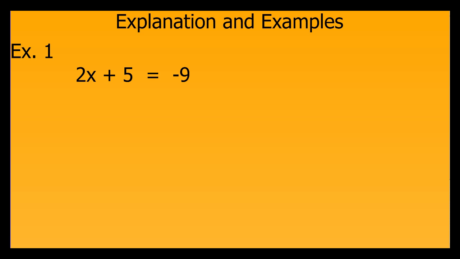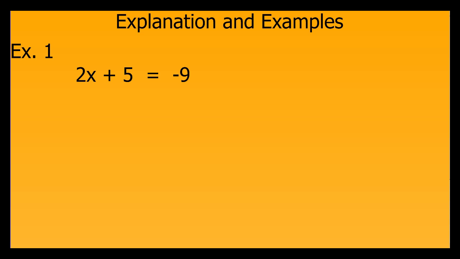Inverse is the math term for opposite of whatever we've done to the variable, in the reverse order of the order of operations. So our goal in this problem is to isolate the variable x. Sometimes we say get x by itself. So first we determine what's been done to x. In this case, x has been multiplied by 2, and then 5 has been added to it. We want to do the inverse, or opposite, operations.